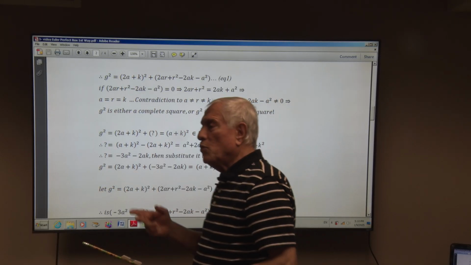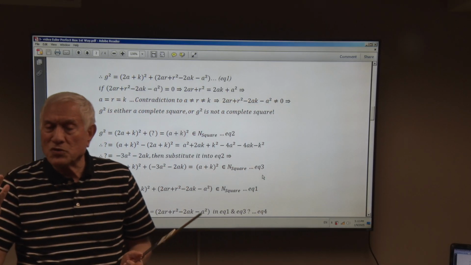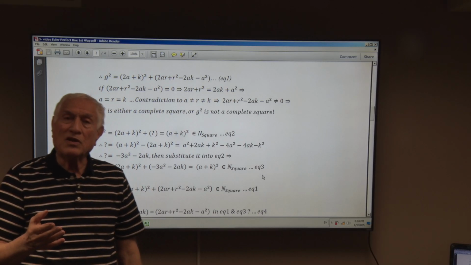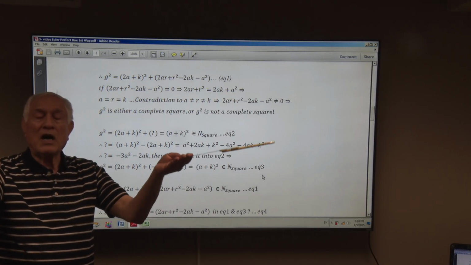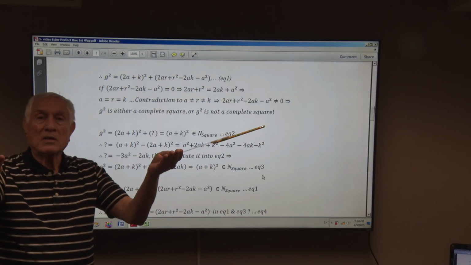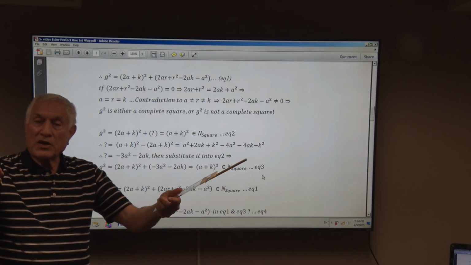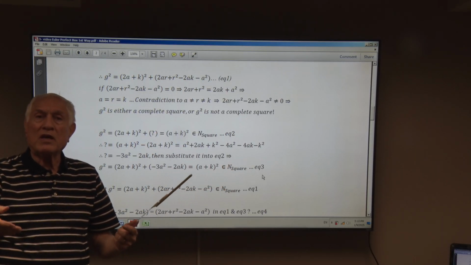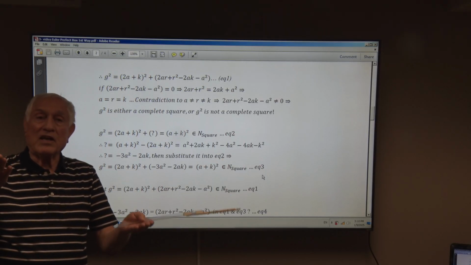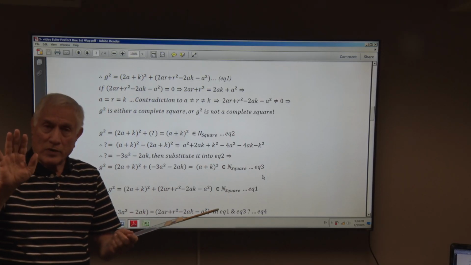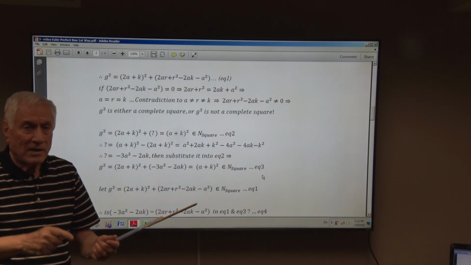Okay, we have two ways. The first way is substitution. A 6th grade student can understand that. Substitute into the two expressions. How do you know they are equal? You give a number to a, give a number to r, give a number to k, then you will know whether the left side equals the right side or not. This is one way. The second way is logic.